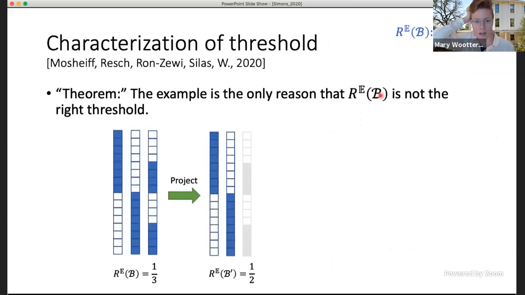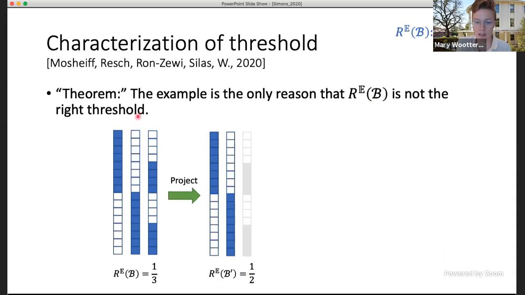Cool. Okay, so now I can get on to our characterization theorem. So, theorem, here's the informal version. This example is basically the only reason why that first moment method is not the right answer. So this example is the only reason that expectation threshold is not the right threshold. So what do I mean by that?